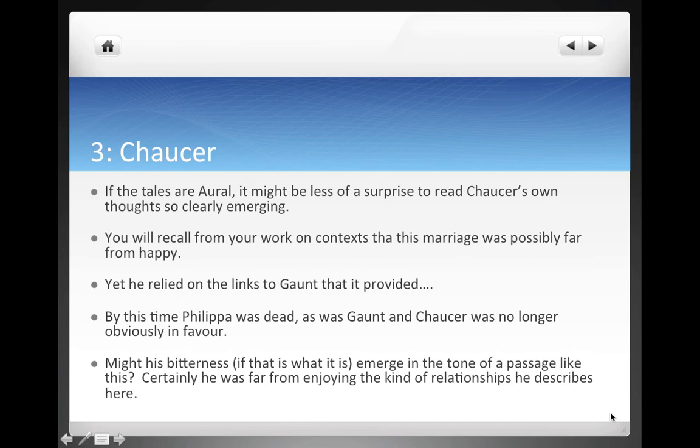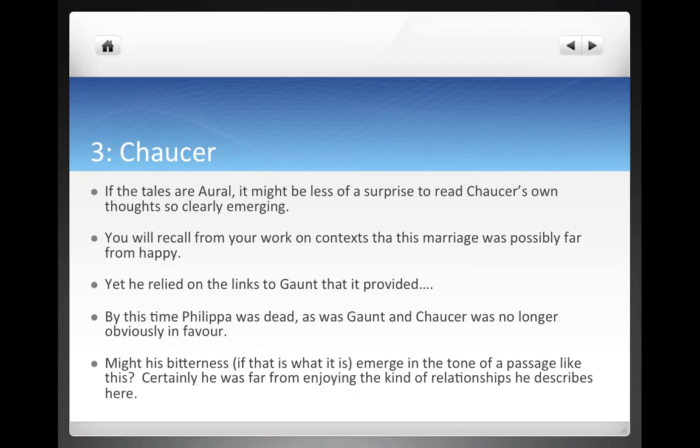Now, likewise, if Chaucer is performing, if you like, his tales rather than writing them down, then it might be less of a surprise to read his own thoughts clearly emerging in the way that they do. Now, we've done work on his marriage in terms of contextual work, and you will remember that his marriage is probably far from happy.